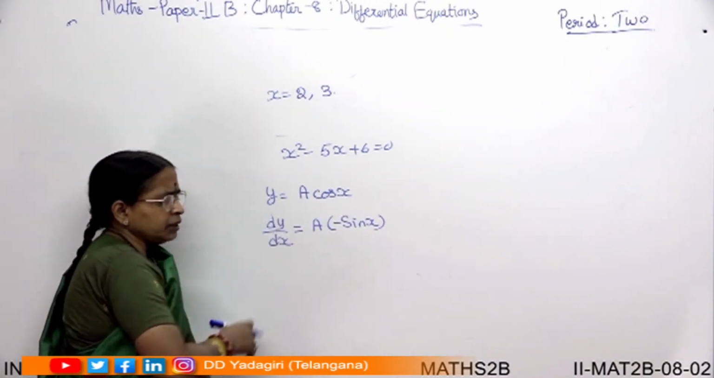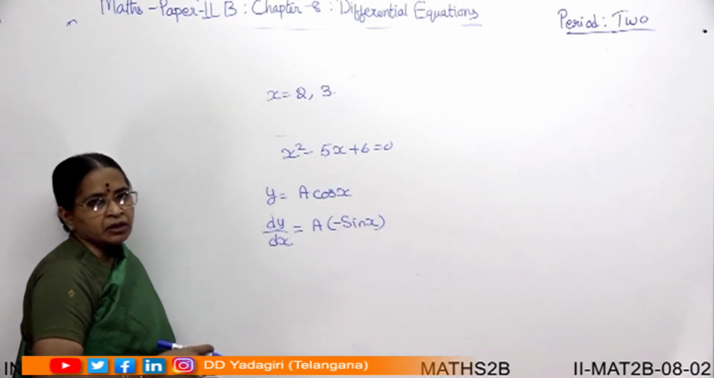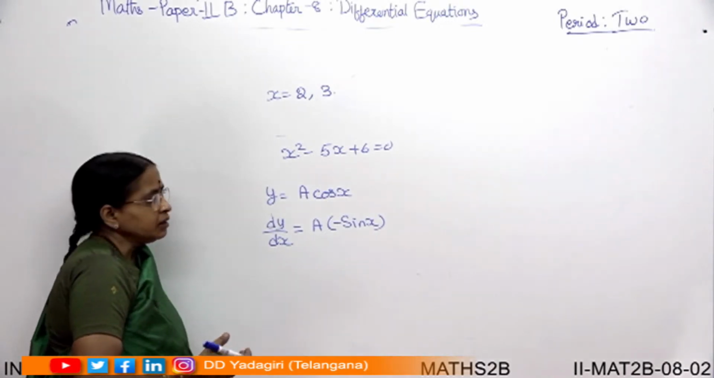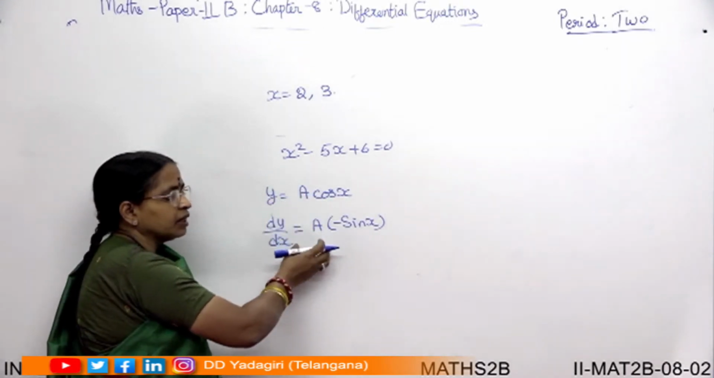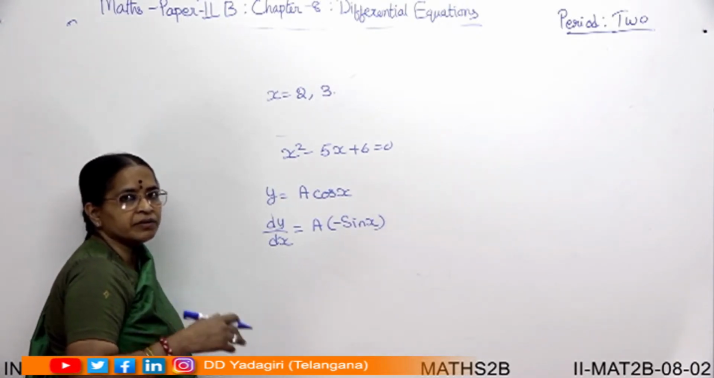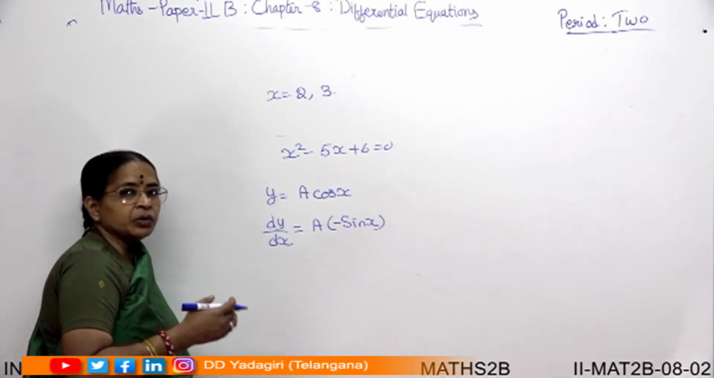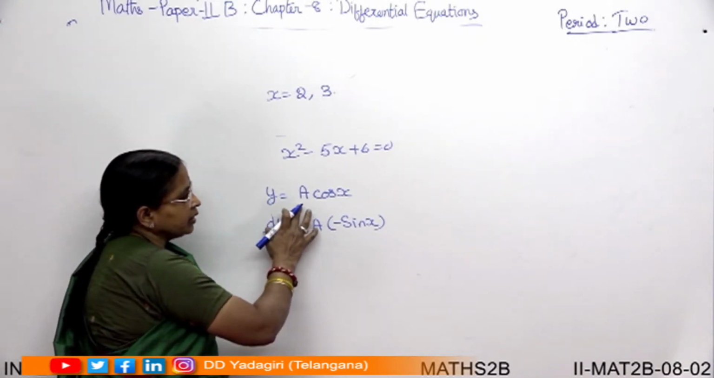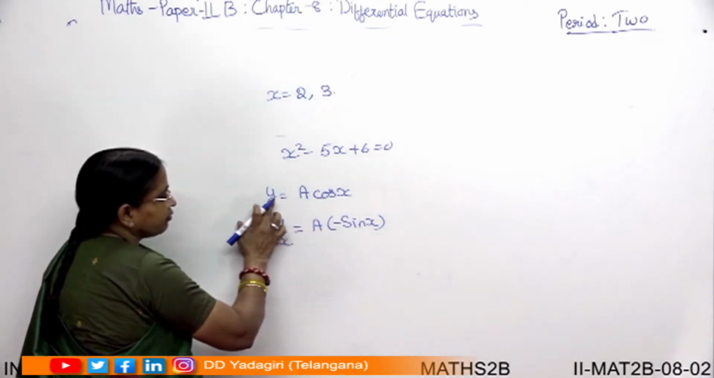For eliminating, there is no particular method. You yourself should think. Sometimes by subtracting it may get eliminated, sometimes by substituting one in the other, like that. So there are many ideas. Each problem has a different idea to eliminate the arbitrary constants. Here you may think like this. I'll find out a from this.